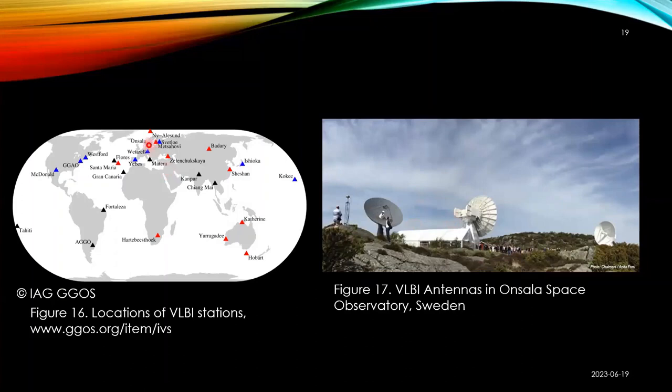Onsala is here. There are two relatively new radio telescopes there, and this one is rather old. The diameters are around, I think it's 7, I don't remember, 13 meters, something like that. For these two, this one is larger, actually.